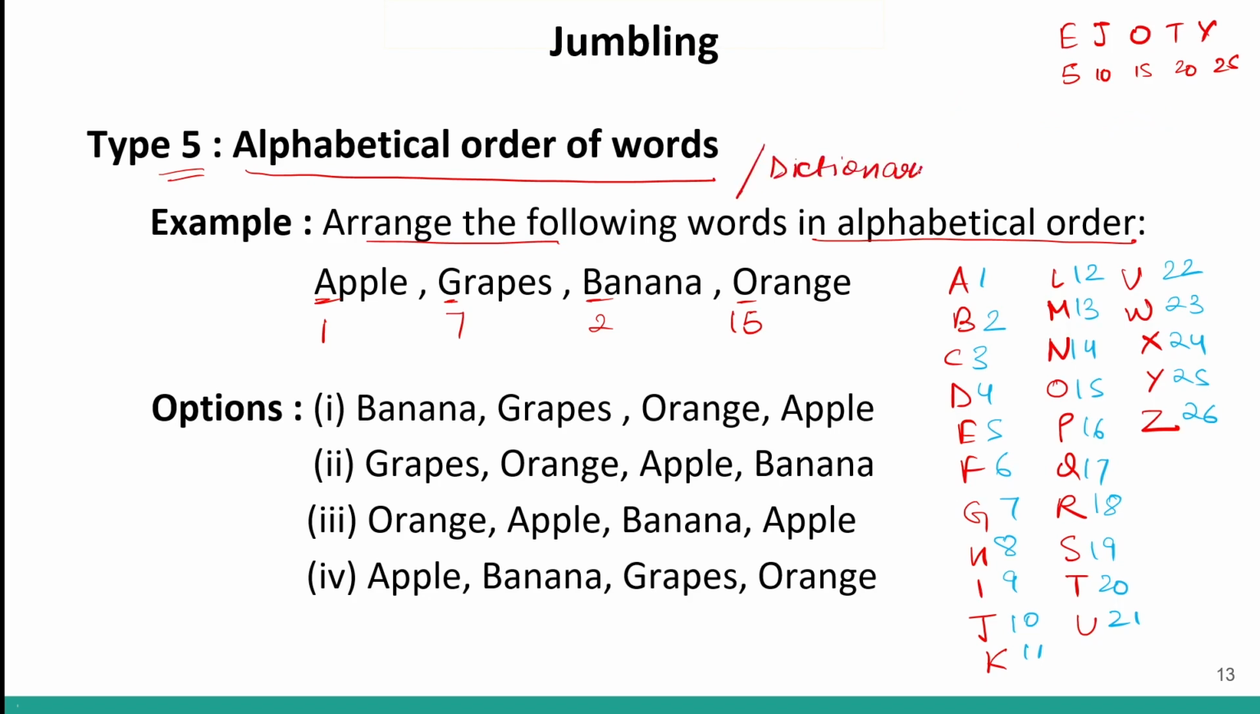If you've seen a dictionary, in dictionary, we move from A towards Z. So in the first few pages, we deal with A, then B, then C, and so on till Z. So in dictionary order also, first we'll get A, then B, then grapes, and then orange. So our sequence will be apple, then banana, then grapes, and then orange. Correct? So our answer will be option number 4, apple, banana, grapes, and orange.